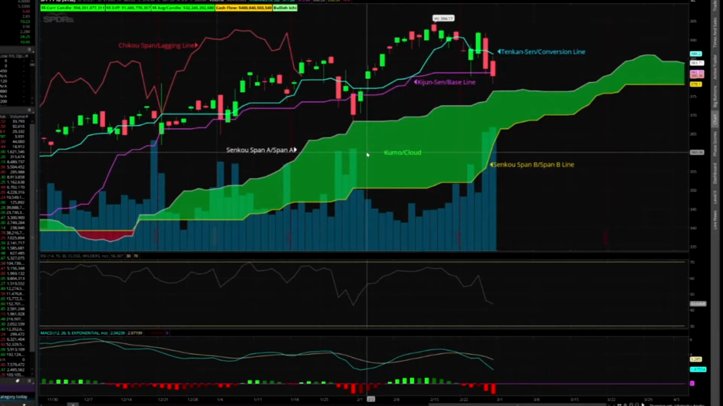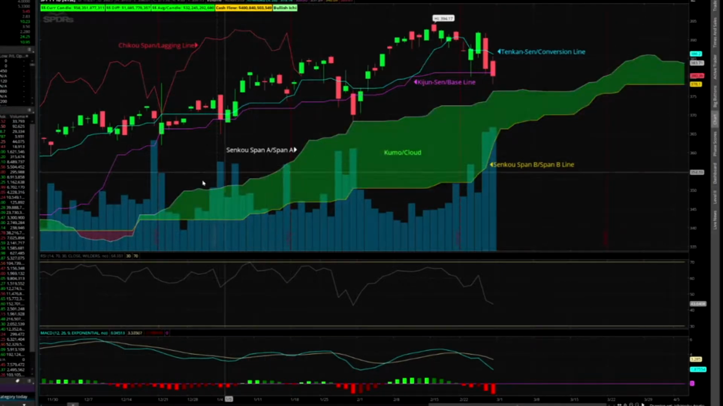So when the cloud is red, the span B line is going to be on the bottom, and the span A, I'm sorry, when the cloud is red, the span A line is going to be at the bottom of the cloud, and the span B line is going to be on the top of the cloud.